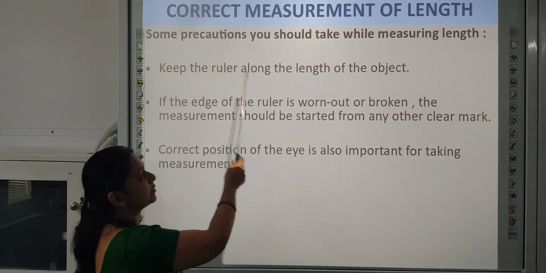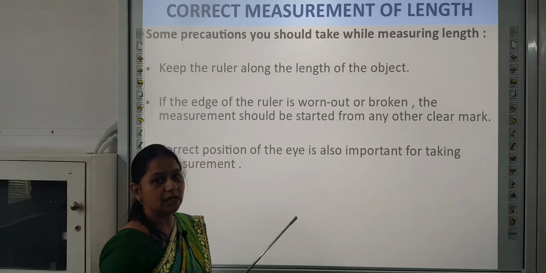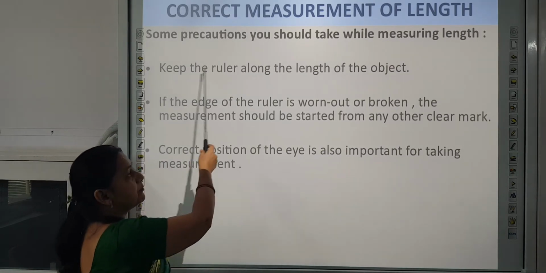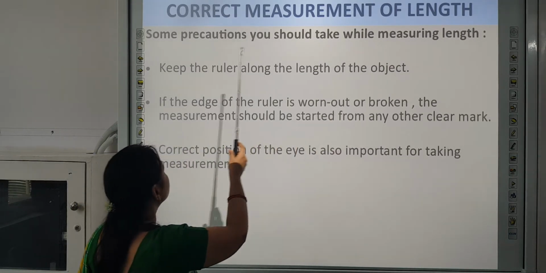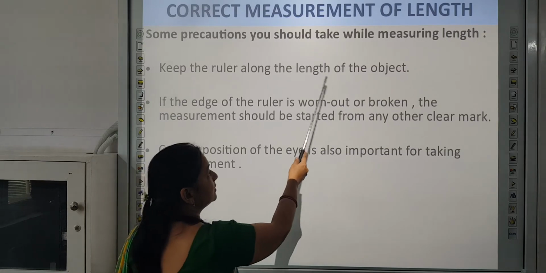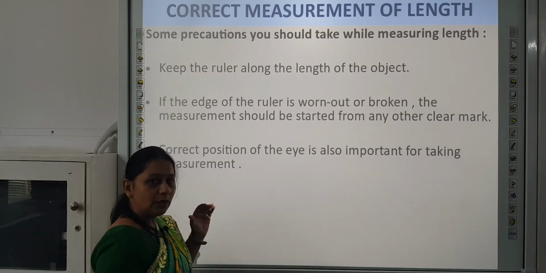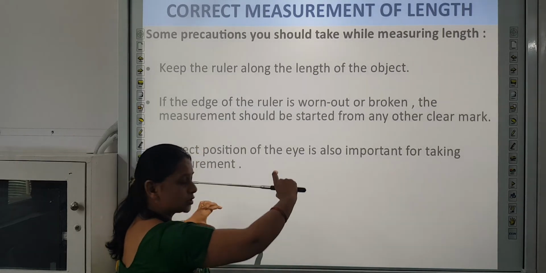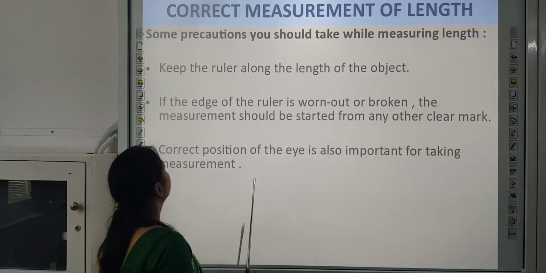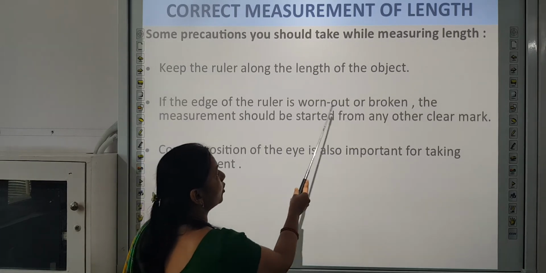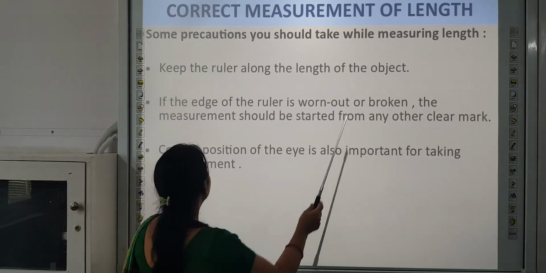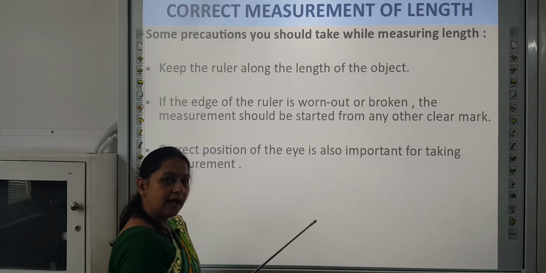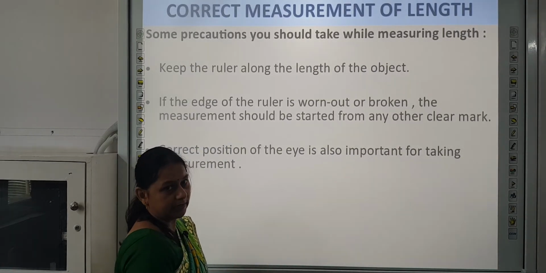Now, the correct measurement of length: how to take the correct measurement of a particular length. We need to take some precautions before measuring length. Keep the ruler along the length of the object, meaning we need to place the ruler along the length and not in any other position, like this or this way. If the edge of the ruler is worn out or broken, then the measurement should be started from any other clear mark and calculated accordingly.